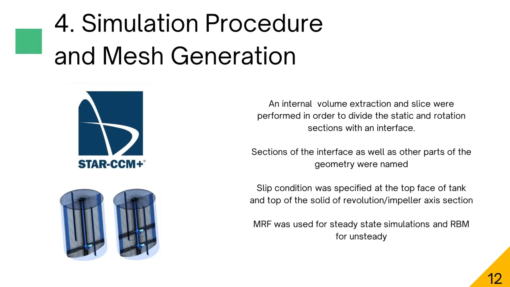An internal volume extraction and slice were performed in order to divide the static and rotation sections with an interface. Sections of the geometry and interface were named. The slip condition was specified at the top face of the tank and the top of the solid of revolution, or impeller axis section. A mesh was generated taking into consideration the highest Reynolds value and impeller width and diameter. Initial and reference conditions such as pressure and gravity were defined. MRF was specified for steady and RBM for unsteady simulations, calculating time step and maximum physical time.